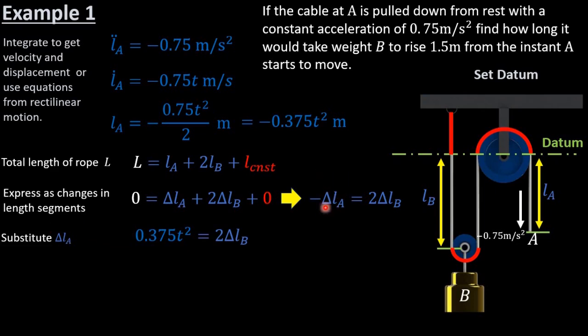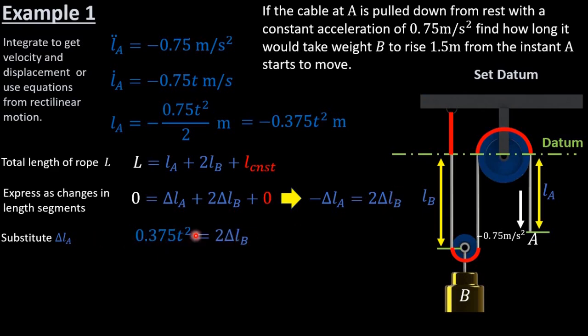This is delta L sub A, and we just got L sub A here. I can still substitute that in, because remember this is displacement, but because it started off from 0, I didn't need to put delta. Okay, so if I substitute this into delta L sub A, the minuses give me a positive value, so I get 0.375 t squared equals 2 times delta L sub B.